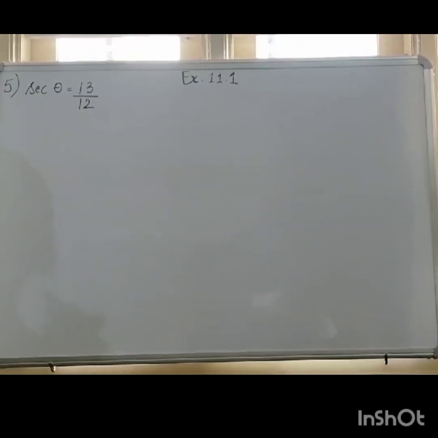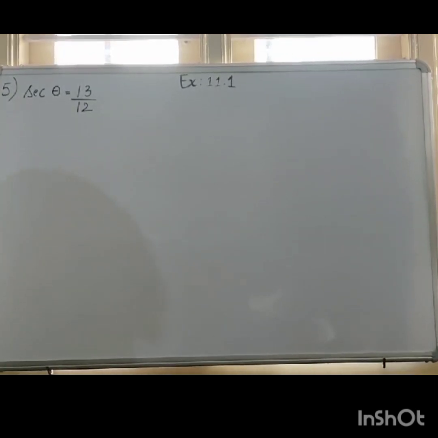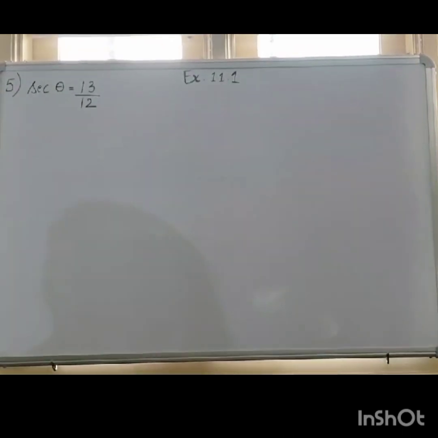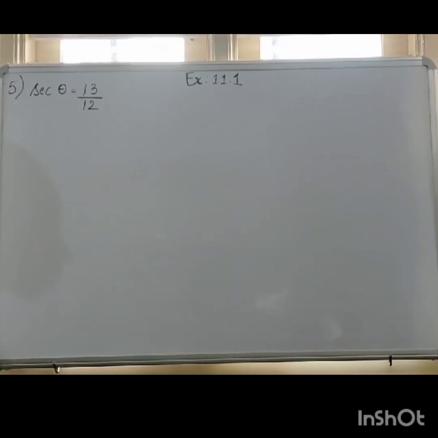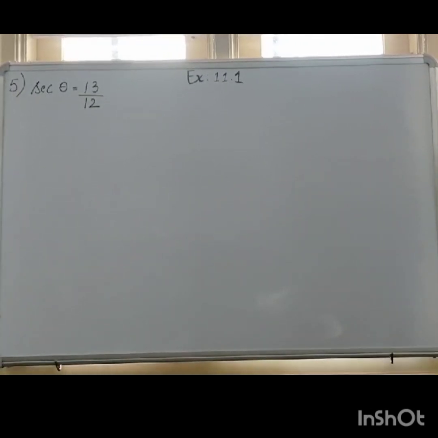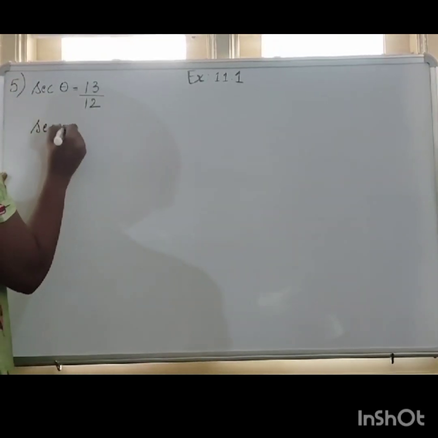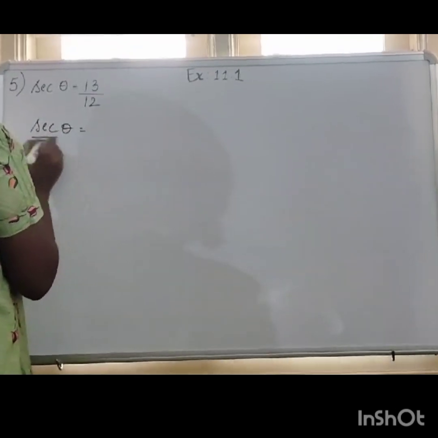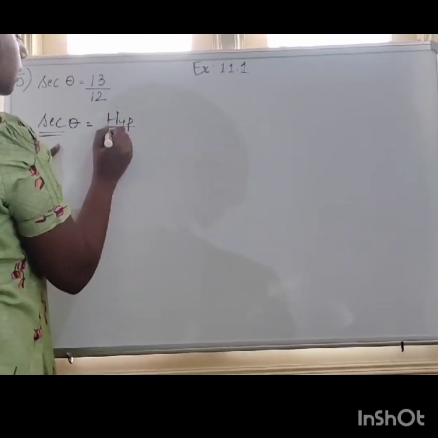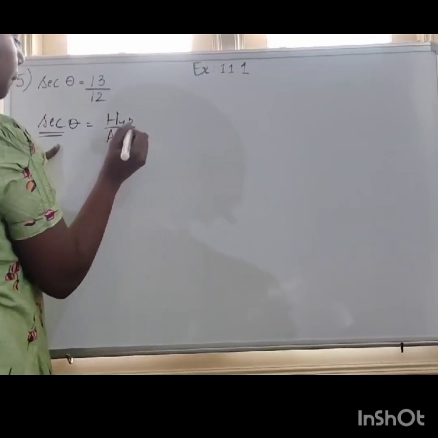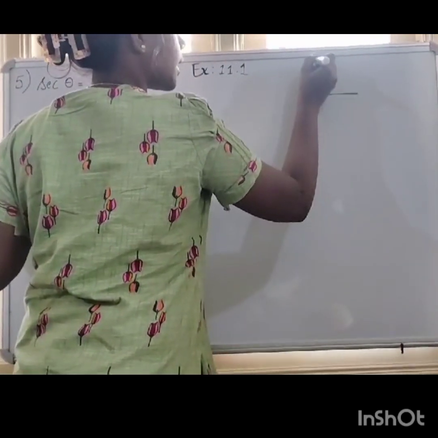So now let us move on to the fifth question. Fifth question says that given secant theta is equal to 13 by 12, and now they are asking us to calculate all other trigonometric ratios. Now secant theta is given as 13 by 12. Secant ratio is hypotenuse by adjacent. Now let us consider a right angle triangle.